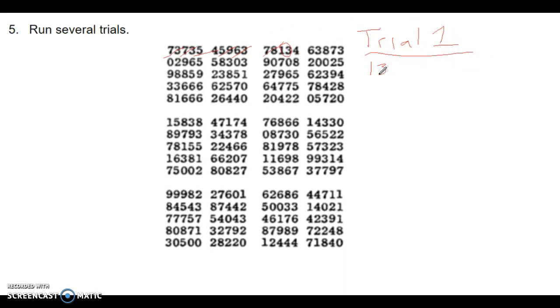Let's continue. 46, ignored. 38, ignored. 73, ignored. 02, so there we go. There's my second student. 02, well, let's make that look like a 2. 96, ignore. 55, ignore. 83, ignore. Oh, here's another one, 03. So student 03. 90, ignore. 70, ignore. 82, ignore. 00, ignore. 25, there is my next student that hears the rumor.